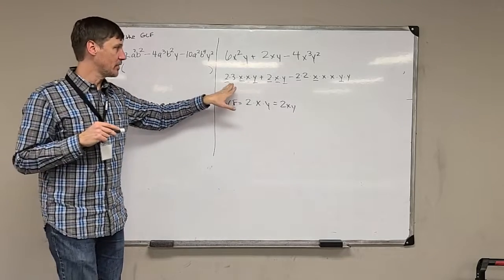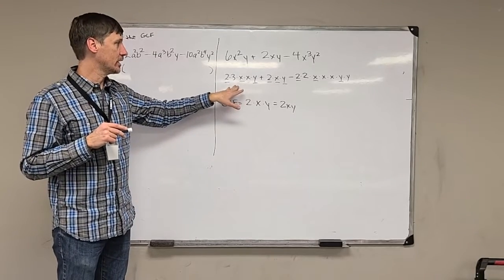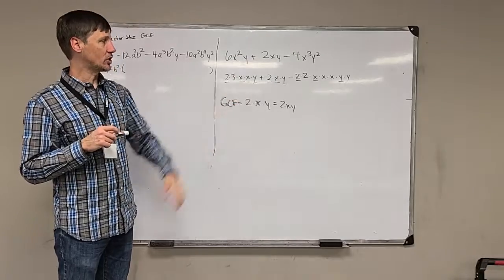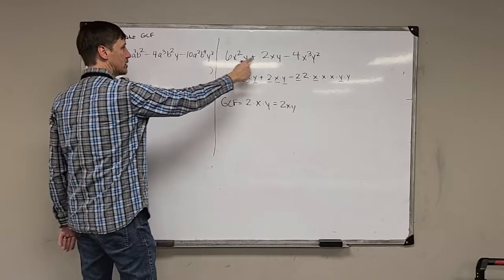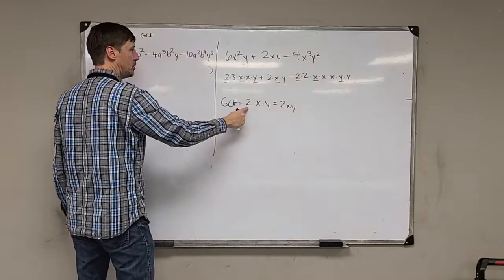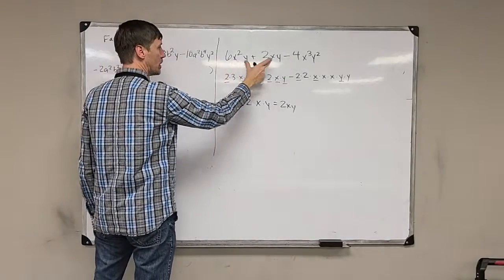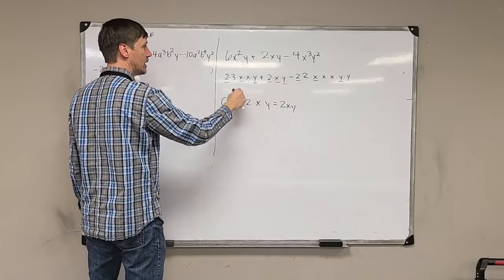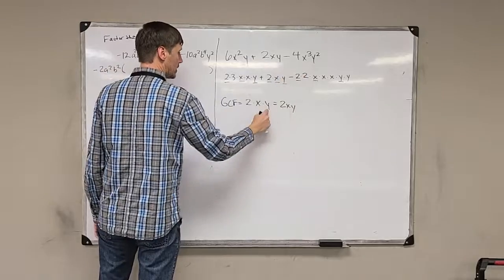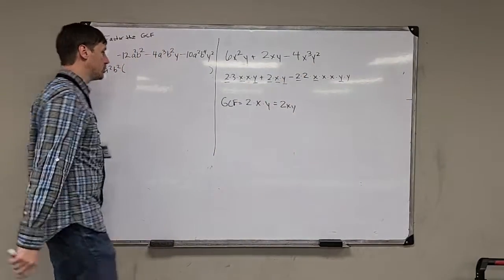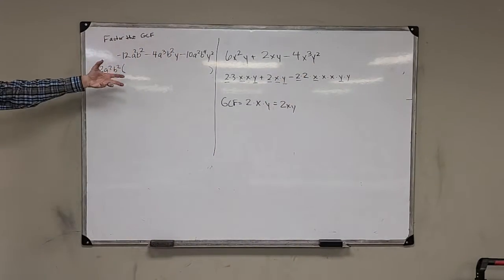With the greatest common factor, we're just trying to figure out everything that appears in each term. Every term here is divisible by 2, so we pulled out a 2. Every term here has at least one x in it, so we pulled out an x. And every term here has at least one y in it, so we pulled out a y and got a GCF of 2xy. All right, so now we're actually factoring.